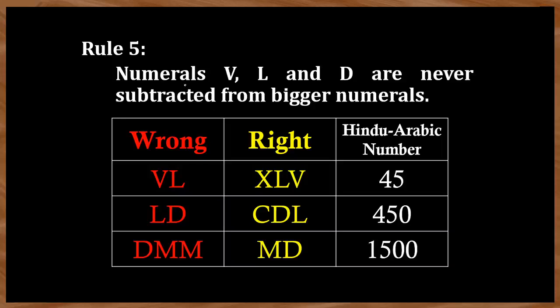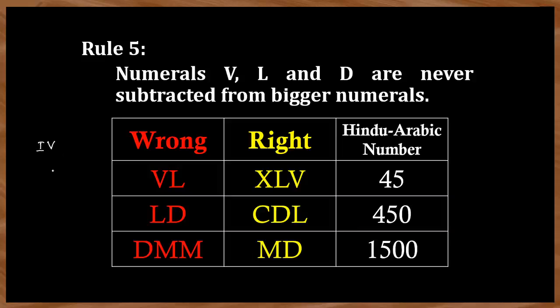Next, rule 5. Numerals V, L and D are never subtracted from the bigger numerals. You should not subtract V, L and D from the bigger numbers. Like if you want to write 4, what you are doing is subtracting 1 from the 5 like this.